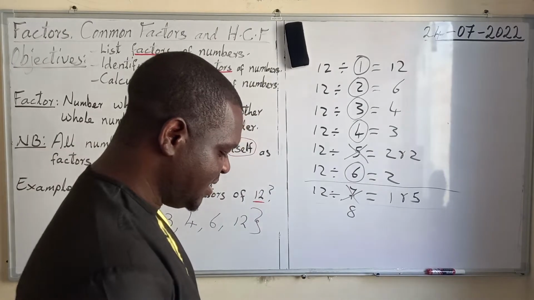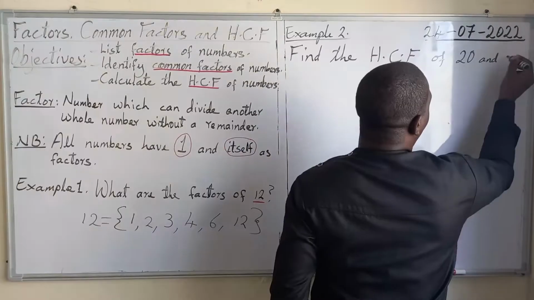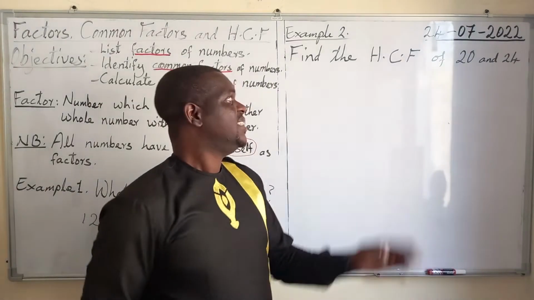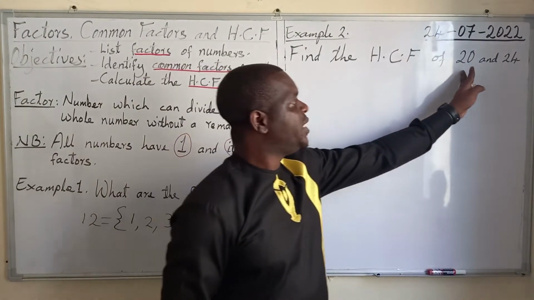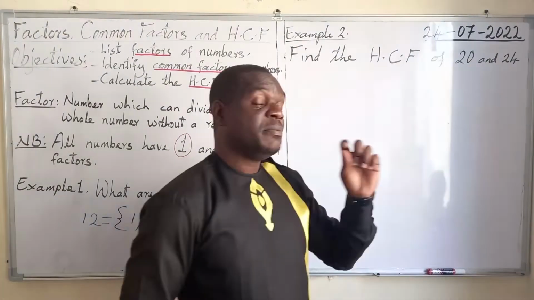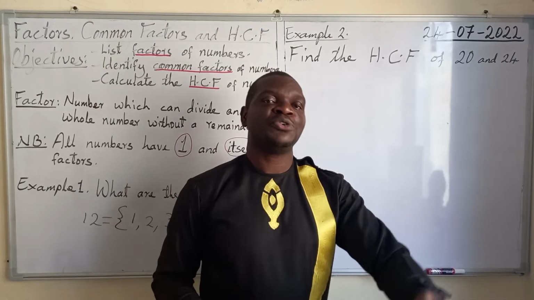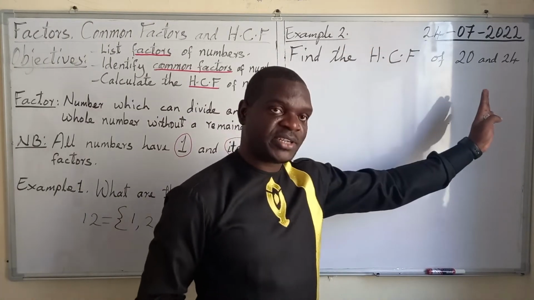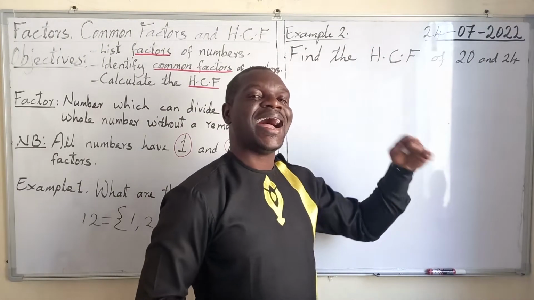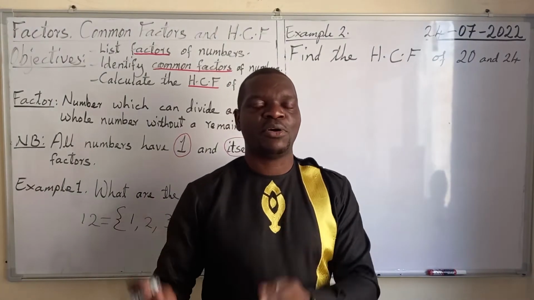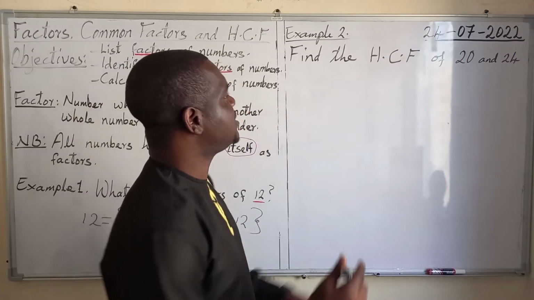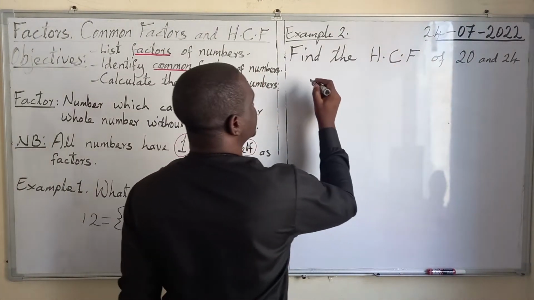With this said, let's move to the next example. Find the HCF of 20 and 24. Please pay attention and make sure you are able to identify the common factors in this one and equally the highest common factor. Let's list the factors of each of these numbers.